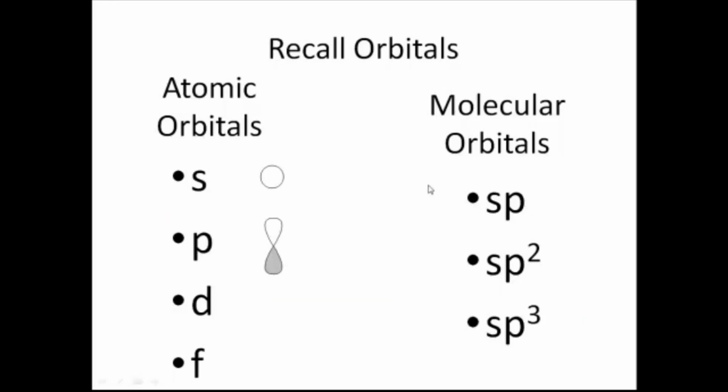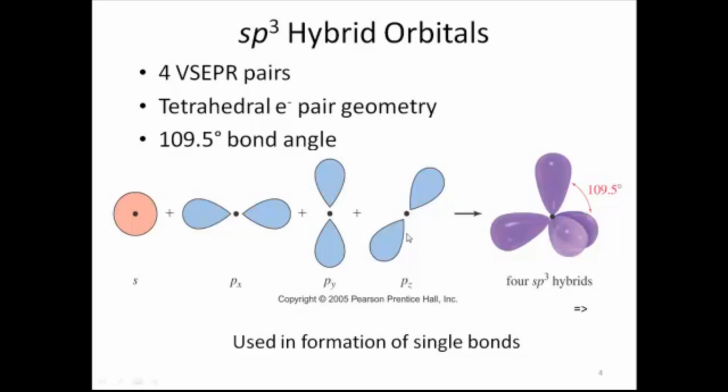So recalling our orbitals, based on atomic orbitals, we have the s, p, d, and f orbitals that we can deal with. For organic chemistry, we mainly deal with just the s and the p orbitals because we're only dealing with the second row. And the reason why these are important is because they combine together to produce our molecular orbitals that we're going to be dealing with. And the molecular orbitals we're interested in are sp, sp2, and sp3 molecular orbitals.